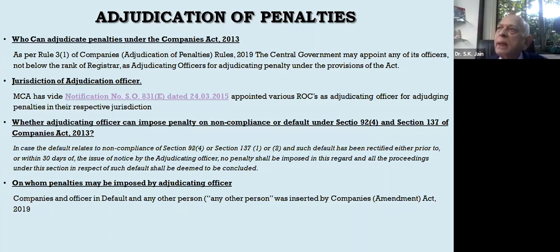Now, in Maharashtra, there are two ROC. One ROC Mumbai and another is ROC Pune, and both have separate jurisdiction in their respective area. And then there is a separate registrar of companies Goa. Then there are registrars of companies in other cities.